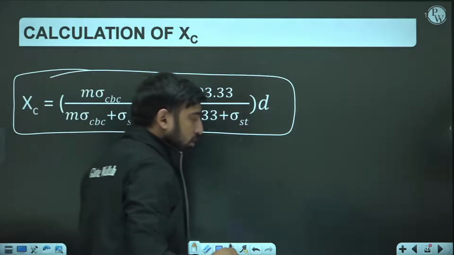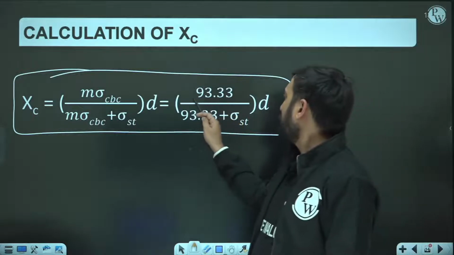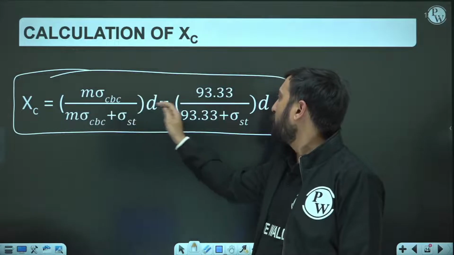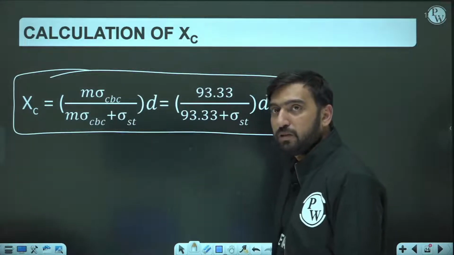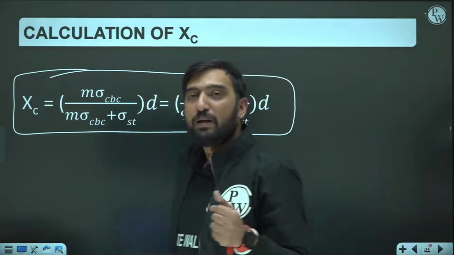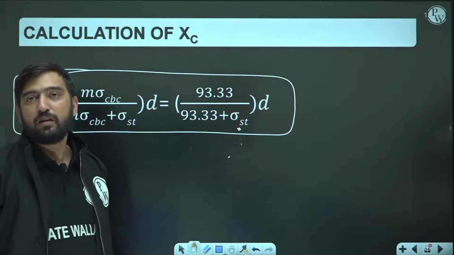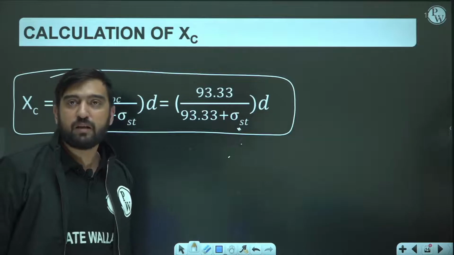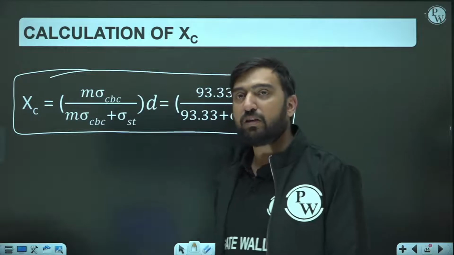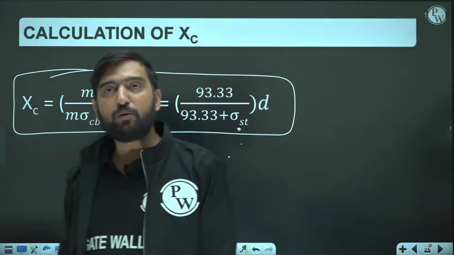One important thing to note here. You get this expression after putting the value of M as 280 upon 3 sigma CBC. So sigma CBC and sigma CBC will cancel. So 93.33 is nothing but 280 upon 3. Here as well you can see that the critical depth of neutral axis depends only upon the grade of steel. The results were the same in LSM as well. There as well you were getting the value of limiting depth of neutral axis, which was equal to KD, and K there was also depending upon the grade of steel only.